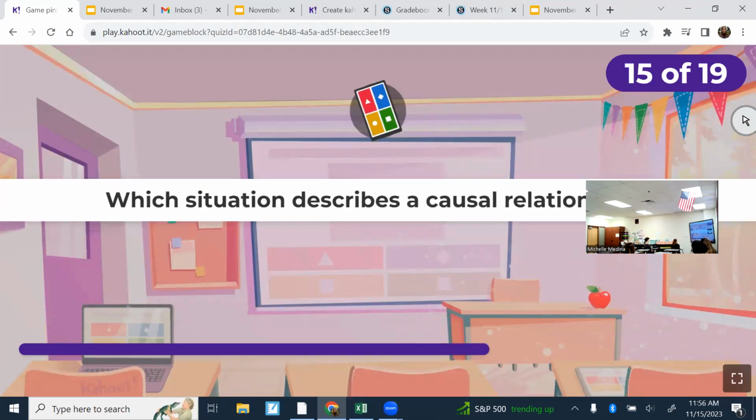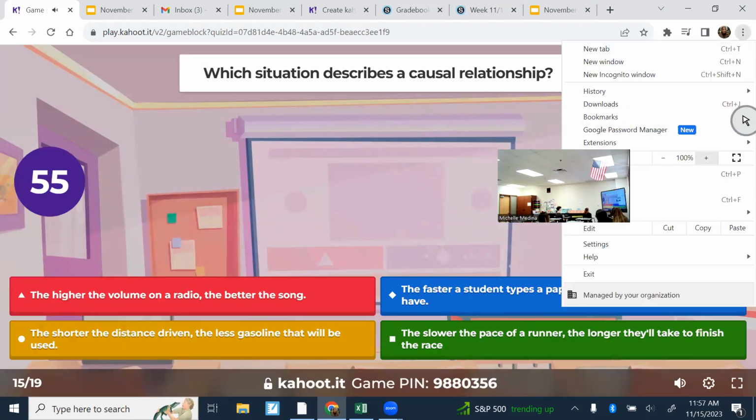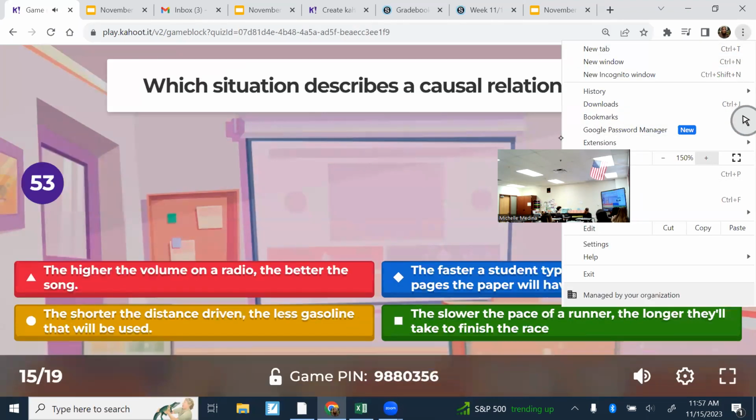All right, which situation describes a causal relationship? You're going to have to read that. Don't be lazy and just guess if you don't want to read it.